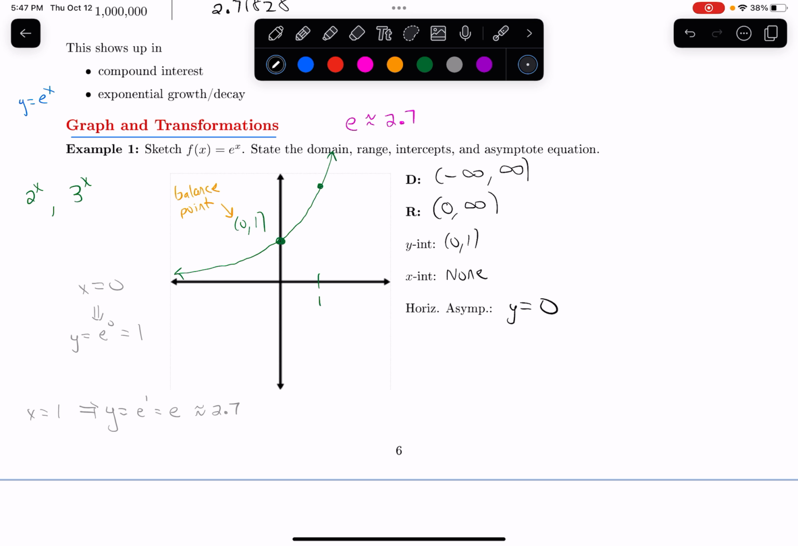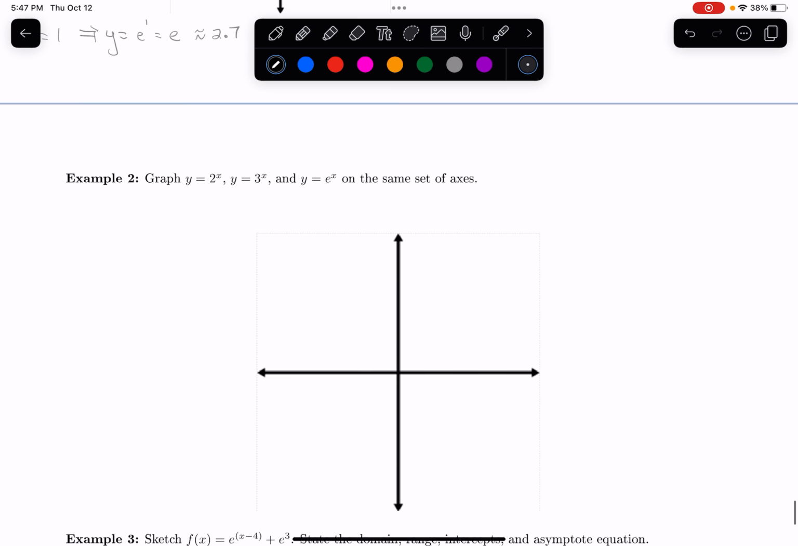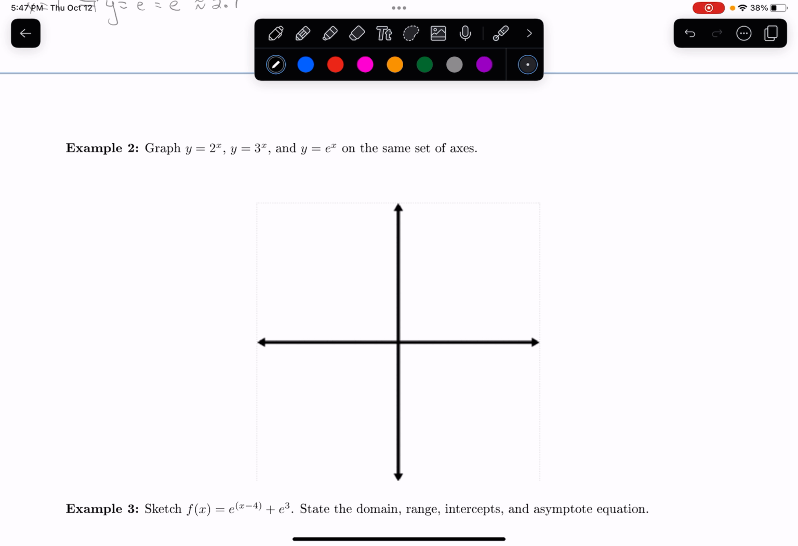All right, let's flip the page. Let's do another example. So now let's graph 2 to the x and 3 to the x and e to the x on the same set of axes to see how they compare. Okay, so with all of these graphs, if I plug in x equals 0, well, something to the 0 power, that's just going to be 1. So when I plug in 0 for x, the y value is going to be 1 for all of them. So they're literally all going to go through that point.